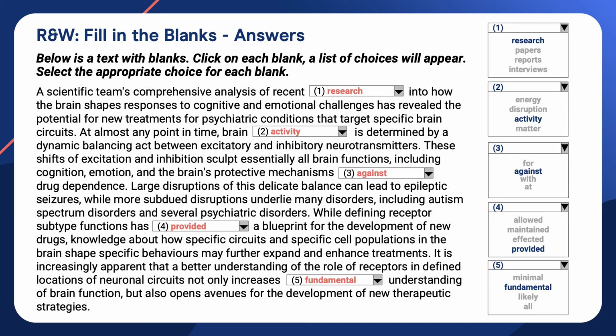The fourth answer is provided, as in provided a blueprint for the development of. None of the other words work here. They're inaccurate or imprecise. The fifth and final answer is fundamental, a fundamental understanding of brain function. So, what's your score out of 5 for that one? Did you get them all? And did you notice that question about the preposition choice? Every now and then you will get a question that tests you on the correct verb tense or adjective form, or in this case, preposition.